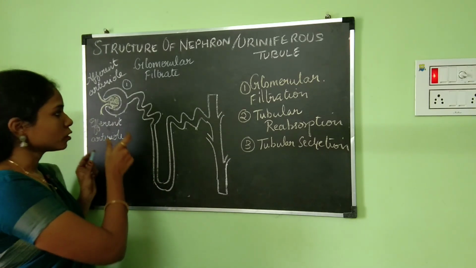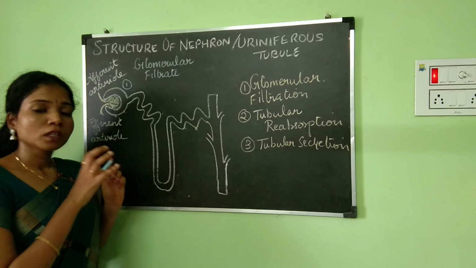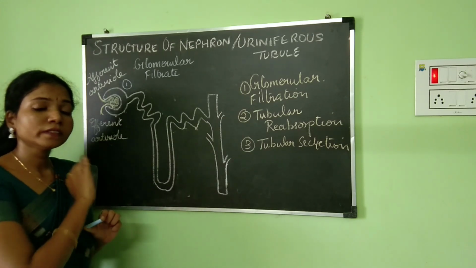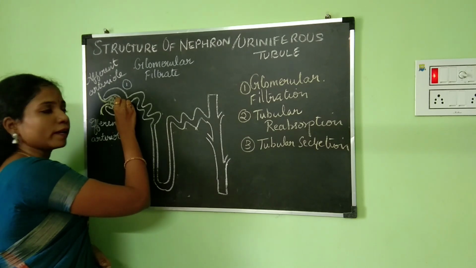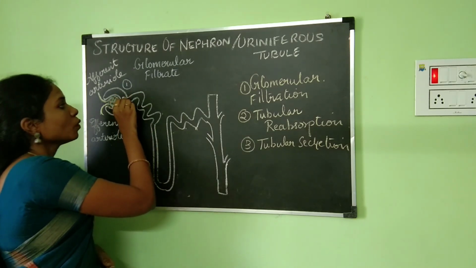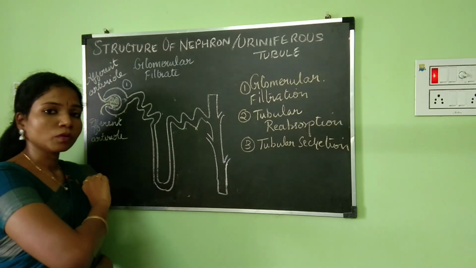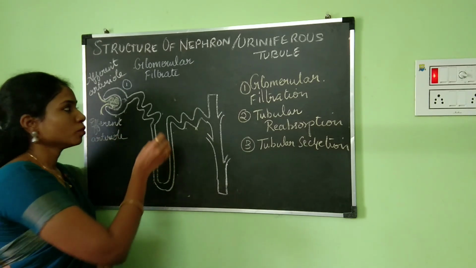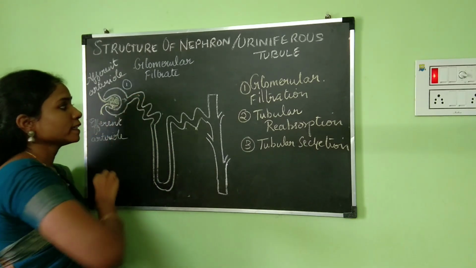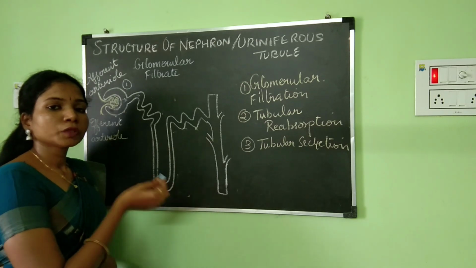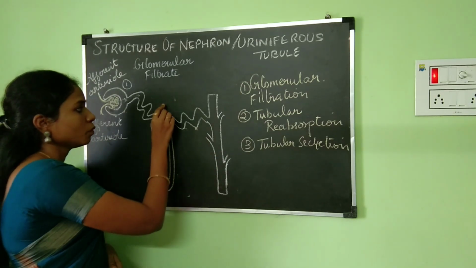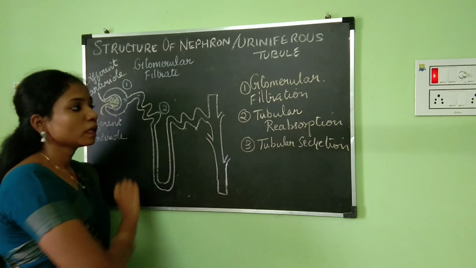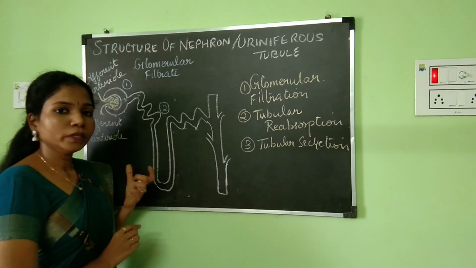Okay, now I hope you understood what is the work of the glomerulus. The work of glomerulus is to filter the blood. Alright. Now from the glomerulus, the glomerular filtrate will go into the Bowman's capsule. Now from the Bowman's capsule, the filtrate will then enter into the renal tubule. So in the renal tubule, what is going to happen is the second step. What is the second step? Tubular reabsorption.